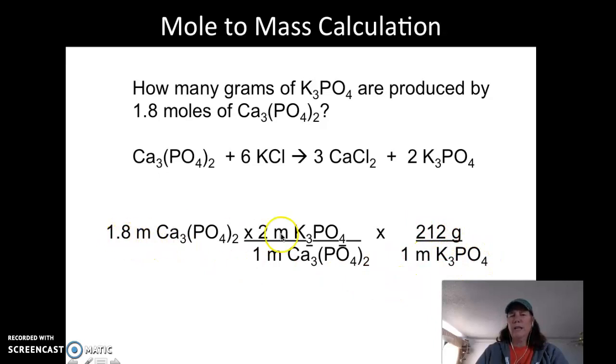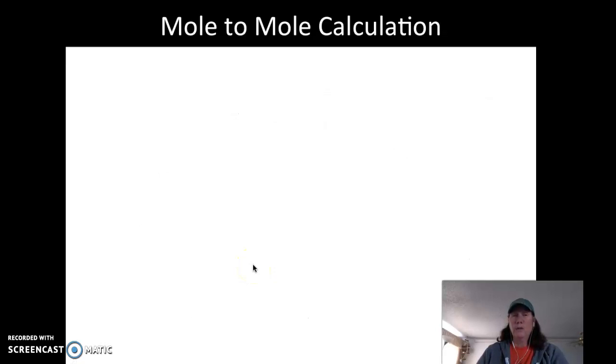So again, 1.8 times 2 times 212. I don't have to divide by 1 and divide by 1. I guess you can if you want to, but you're still going to get the same answer. So you get quite a bit. So how many grams of this is produced? Well, if I start with 1.8 moles of this, I'm going to get a lot of this. Okay? If I don't need that much, I can cut this down. But you can calculate exactly what you need. Okay, that's what stoichiometry does.